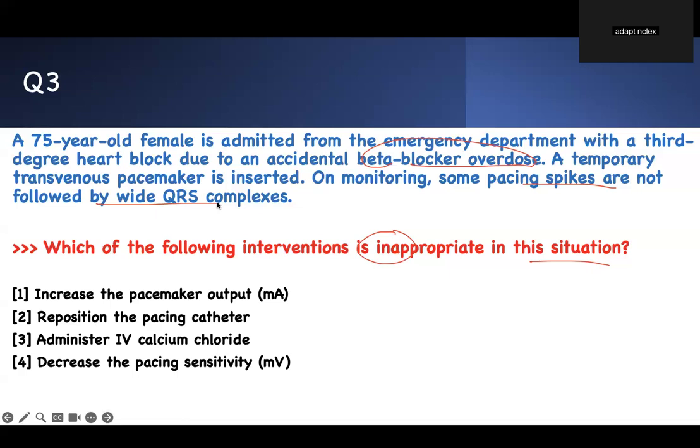What I mean is, we have a capture problem. Therefore, do the things about capture. Decreasing pacing sensitivity, it means you think the patient has what? A sensing problem. That's all. Failure to sense. This is not failure to sense. This is the failure to capture. Therefore, doing that is inappropriate.